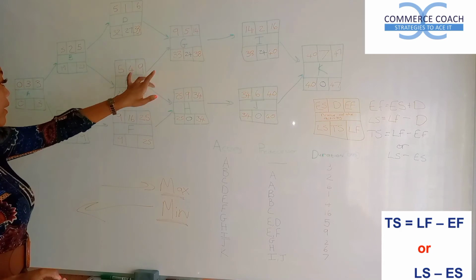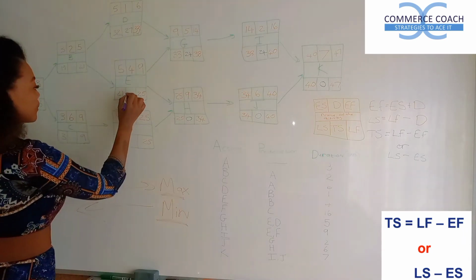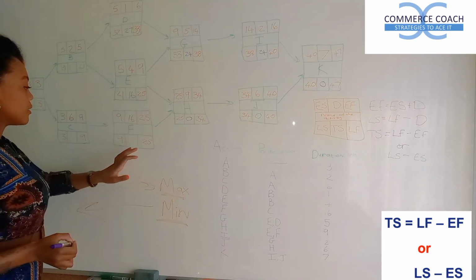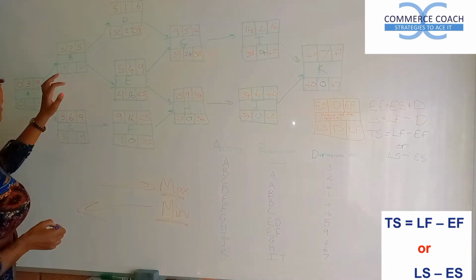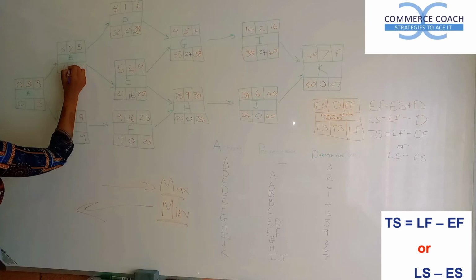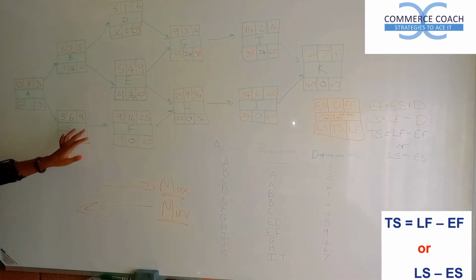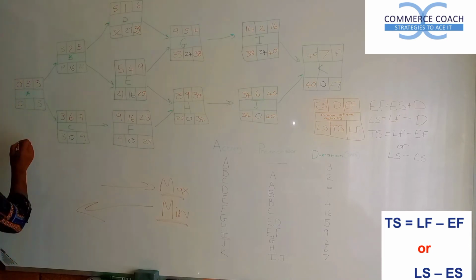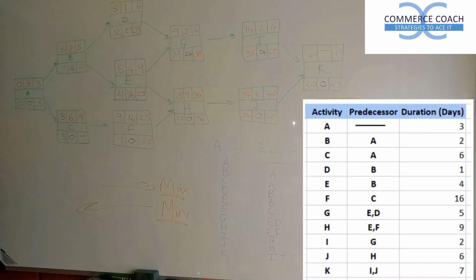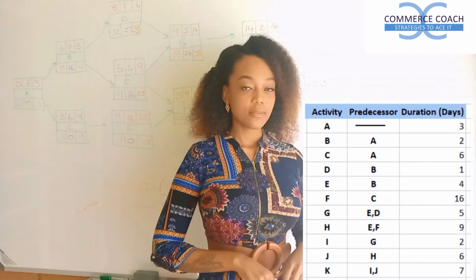And then 25 minus 9 equals 16. And 25 minus 25 equals 0. And 21 minus 5 equals 16. 9 minus 9 equals 0. And 3 minus 3 equals 0. There you have it. We've worked out our total slack for all our activities.